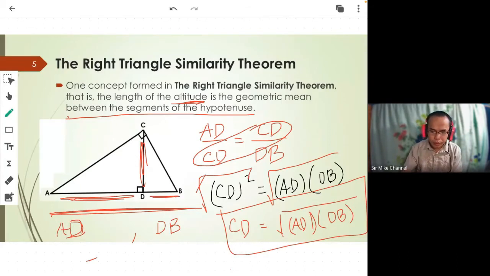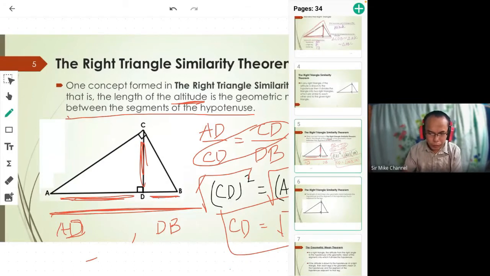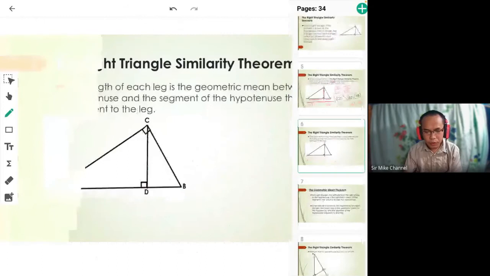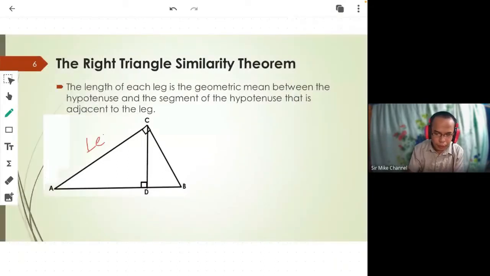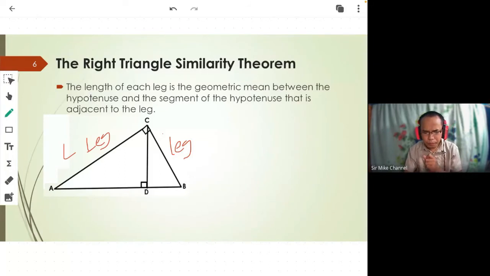Okay, next. Ito yung una. Okay, pangalawa. So the right triangle, the length of each leg. So meron tayong dalawang leg. Ito yung leg natin. Ito yung shorter leg at saka longer leg. Ito kabila. Longer leg at shorter leg. And the segment of the hypotenuse that is adjacent to the leg. Okay, so gagawa tayo ng dalawang formula dito. So ano yung longer leg natin? So kukunin muna natin yung longer leg.